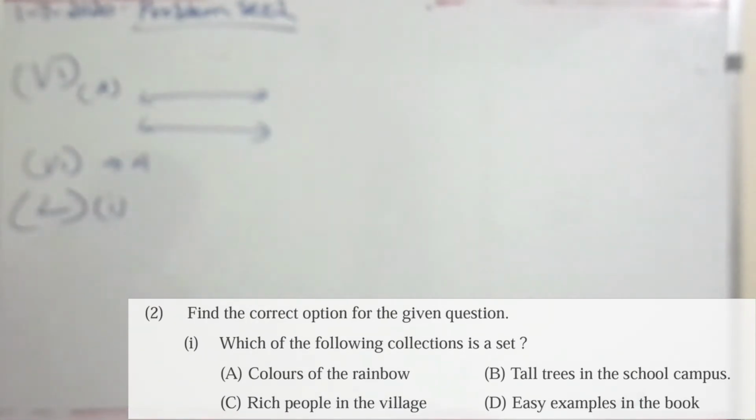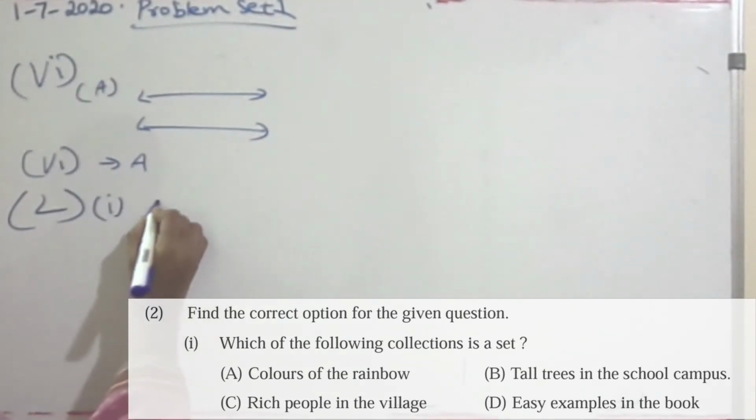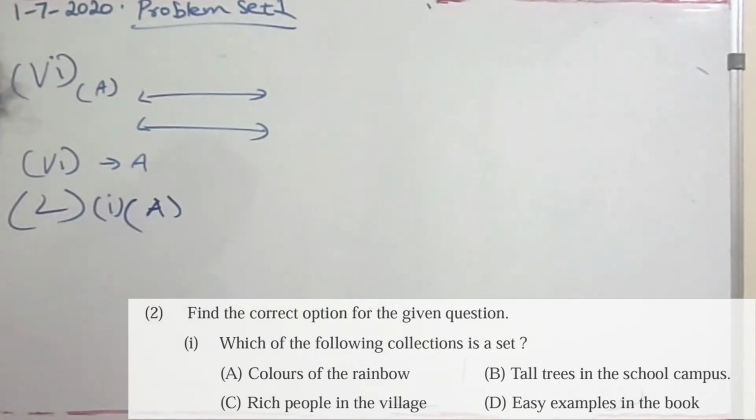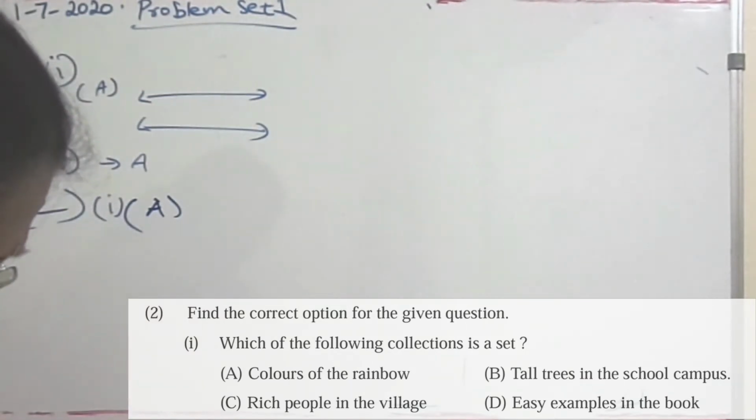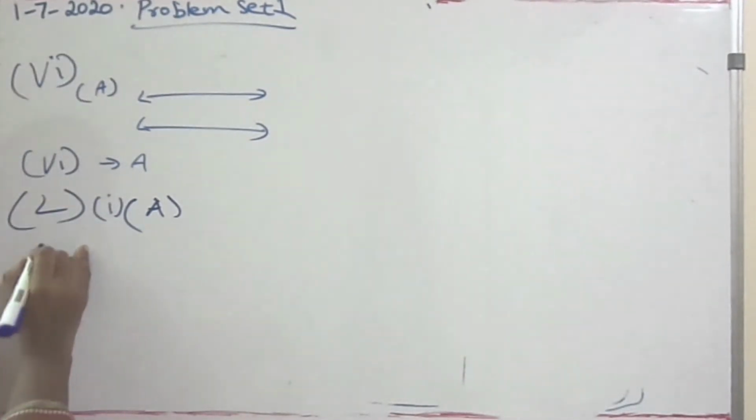So which of the following is a set? The first one. Question number 2, 1. The answer is A, colors of the rainbow. Question number 2, second one was already done. Now third one.